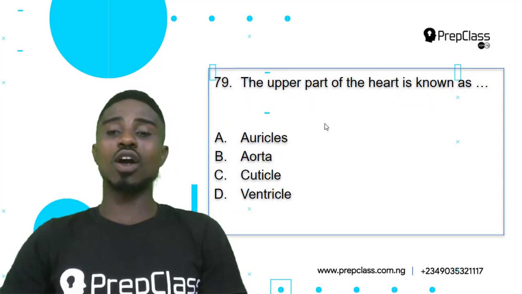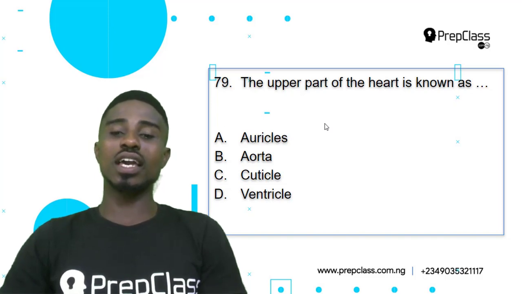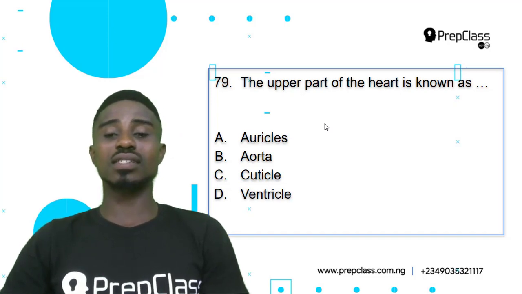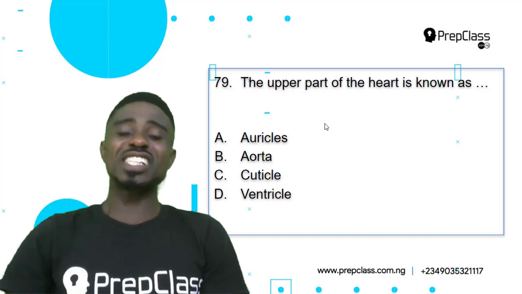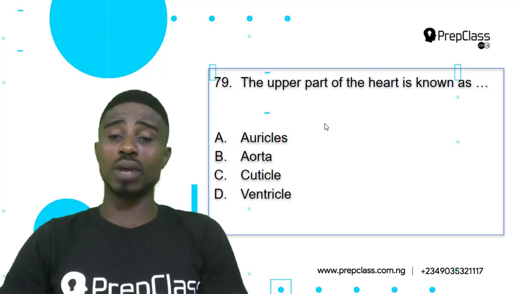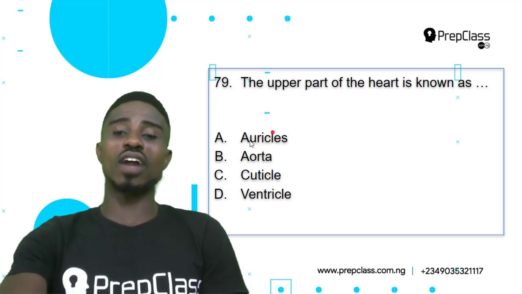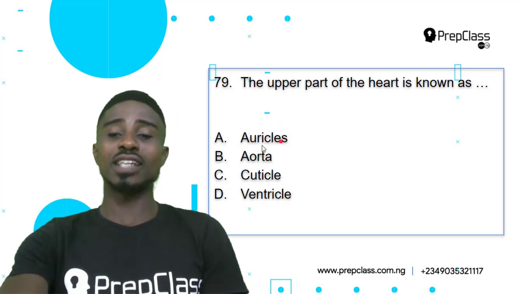Question 79. The upper part of the heart is known as A, auricles, B, aorta, C, coracle, D, ventricle. For us to carefully select the correct answer, we need to analyze the options and see which one best answers our question. Now, basically the heart has about 4 chambers, two upper and two lower. And the upper chambers, which is the upper part of the heart, is no other than the auricles. The ventricles are the lower chambers. So auricles is our correct answer.